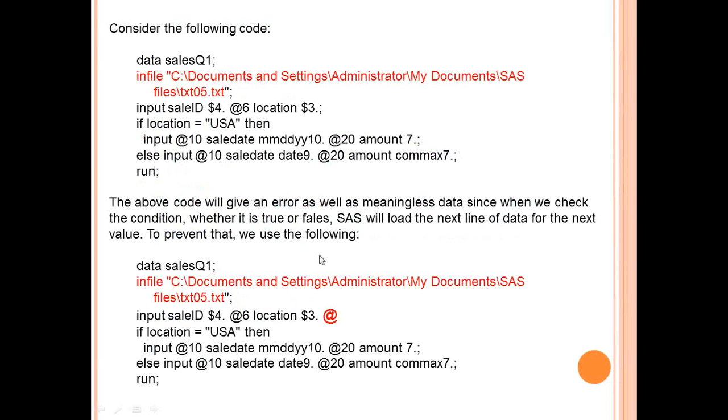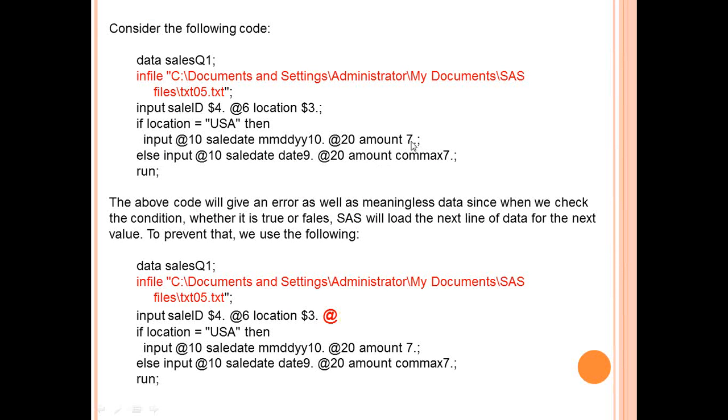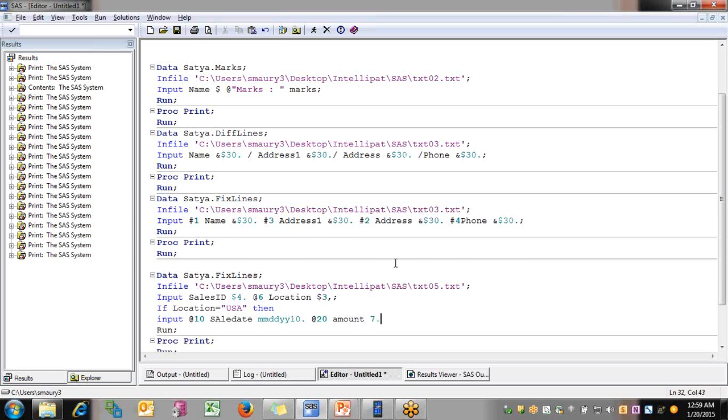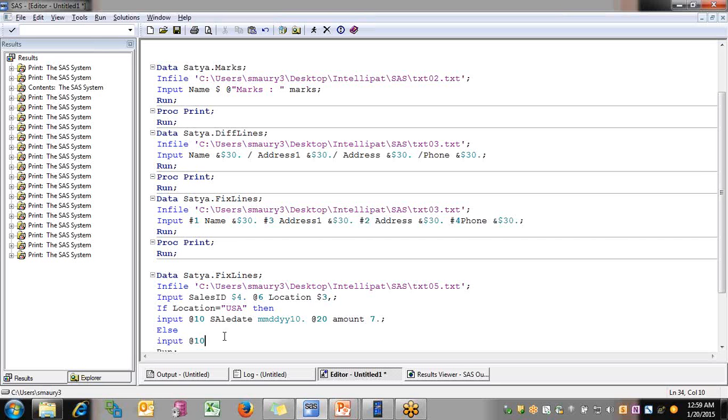And I will pick up my amount from position 20, and for amount I have 7 dot. 7 dot is nothing but the format it is going to take. So this is in case of USA. Else I need to input @10, and here I will take the sales date in a different format.